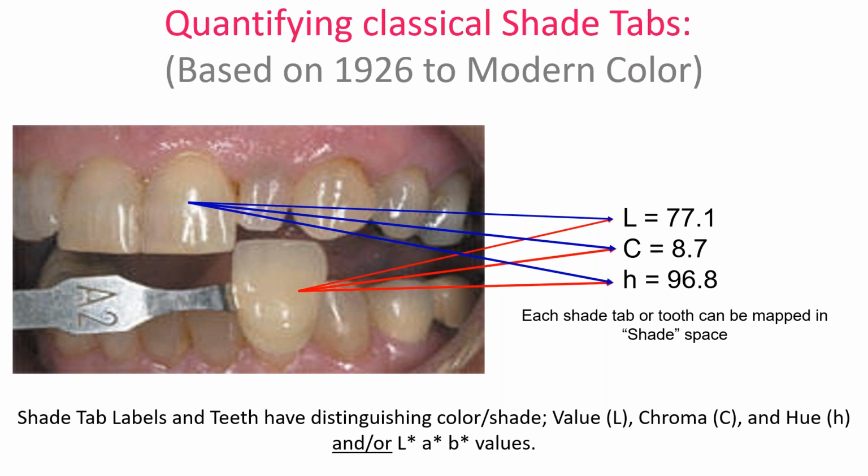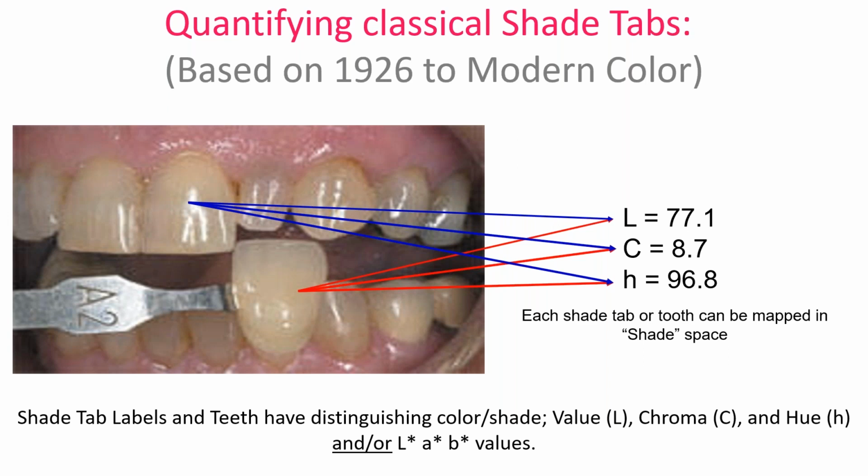So we can take any shade tab and quantify it into a color. The colors are L for value, C for chroma, H for hue. So the combination of LCH, value, chroma, and hue, and/or the L*a*b* values, is a different, quantifiable way to designate a color target. Each shade tab that we have is quantifiable.